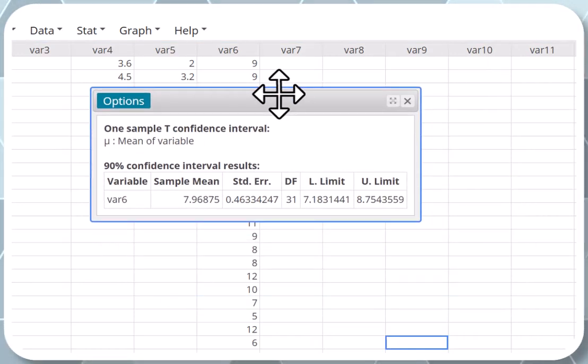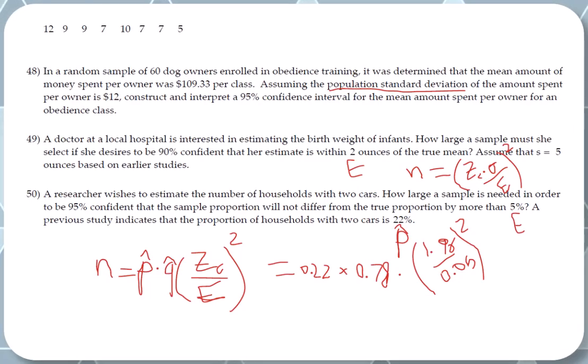So the interval for the mean is between 7.18 and 8.75. So you can say with 90% confidence that the true mean number of wins is between 7.18 and 8.75.